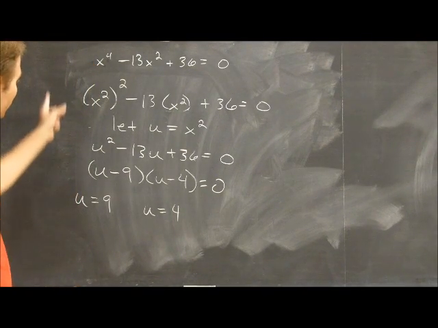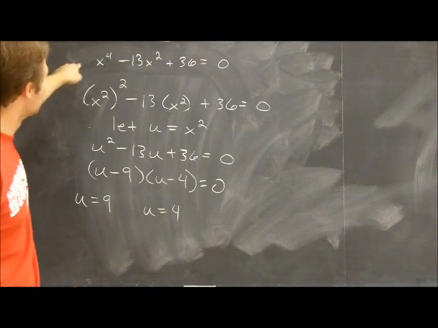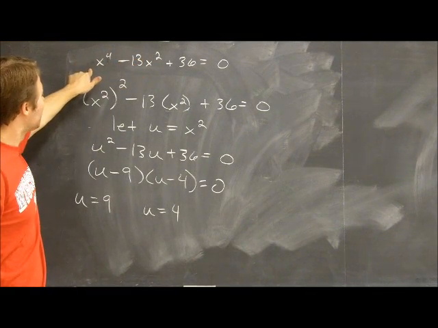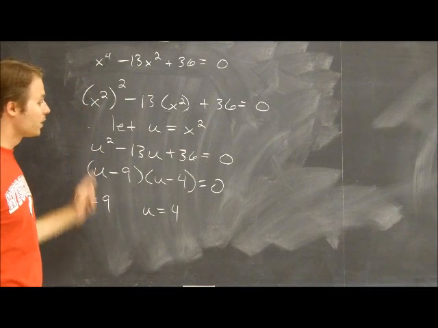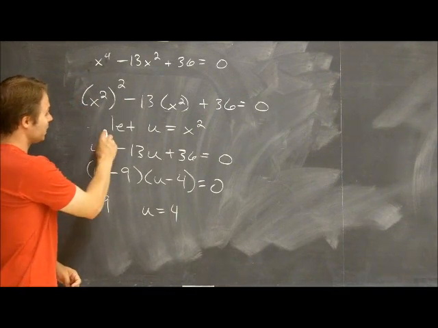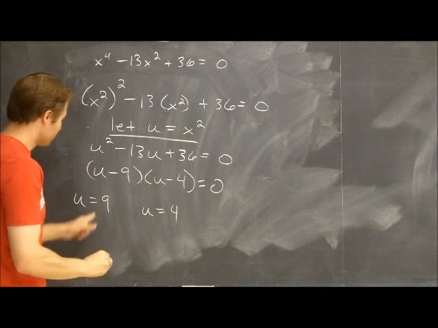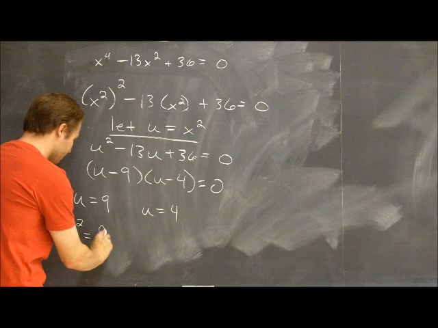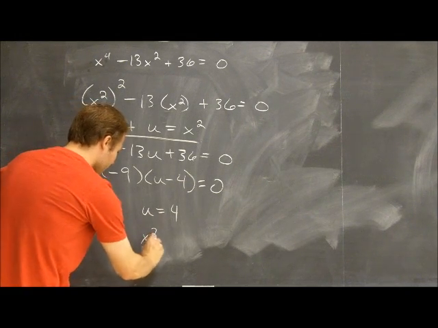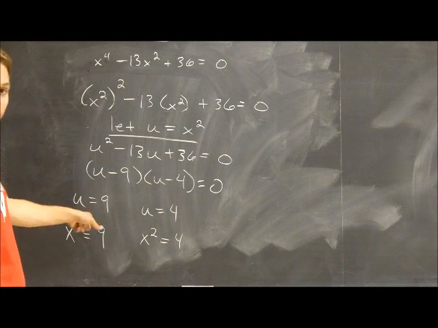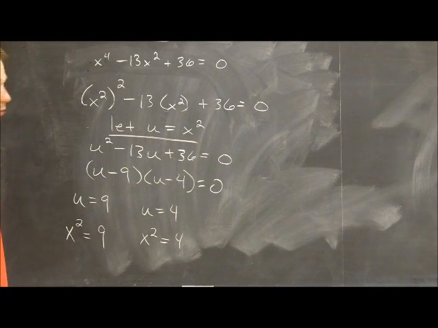Now here's the trick. We're not solving this equation for u because the original equation is in terms of x. I want to know what are all the x values that will work in this equation. So at this point I need to go back and do a resubstitution because u is equal to x squared. So now I can resubstitute u here, I can replace it with x squared. And so I have x squared is equal to 9, x squared is equal to 4.